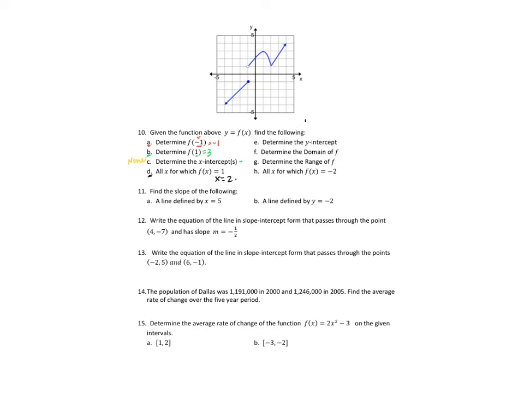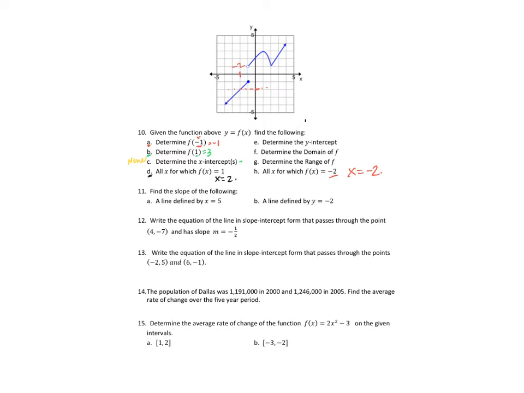Okay, so on the very last one, it says, find all x for which f of x equals negative 2. So that negative 2 is a y value there. And so if I go down here to y equals negative 2 and I go across, looks like it only hits negative 2 for one x value, and that is x equals negative 2. So x equals negative 2 is the only x value where the function achieves the y value, negative 2.